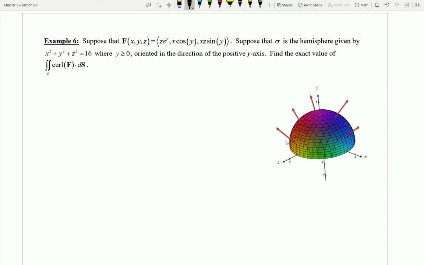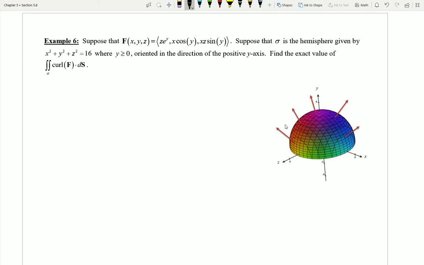Now let's turn our attention to example number 6. Here we want to suppose that we have a vector field given by this horrific formula, or set of formulas, and we suppose that sigma is the hemisphere that's given by this sphere. Notice it's a sphere with radius 4, but where y is positive. So notice here in my picture, I've rotated my axes so y is pointing up as opposed to z. But again, everything here still follows my right-hand rule, which you could check.